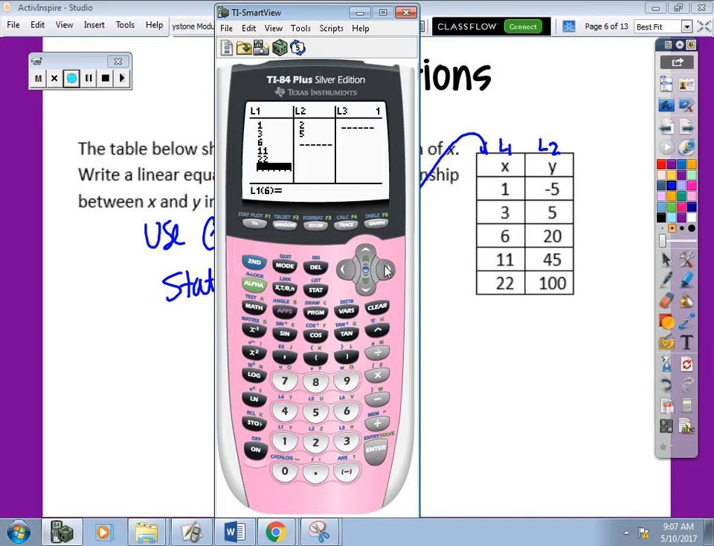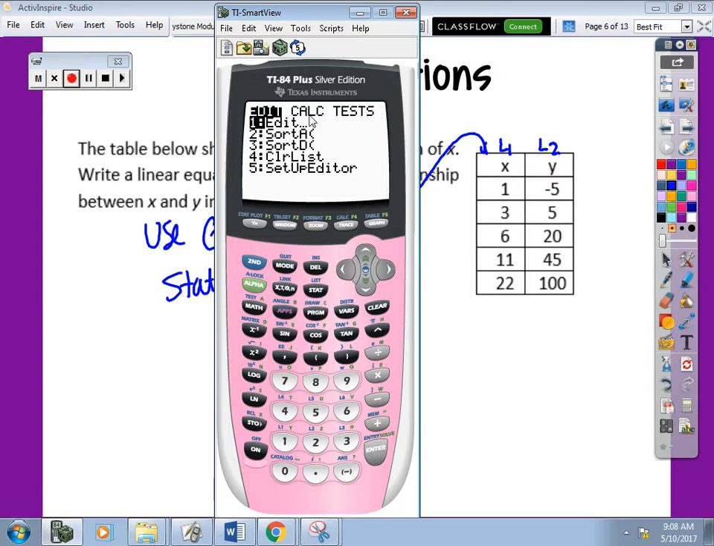Alright, so we'll put in our x values and our y values. And then what do I press after I input my values? I want to get my line. Sheehan?